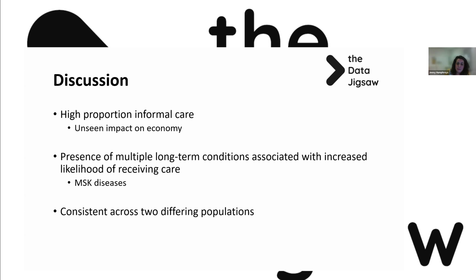The presence of multiple long-term conditions was associated with an increased likelihood of receiving care. And we know from other work that musculoskeletal disease can be the real tipping point in terms of disability. So when people have multiple long-term conditions, it's when you get an MSK disease that tips you over into problems functionally and with conducting your activities of daily living. And these findings were pretty consistent across our two very different urban and rural settings.